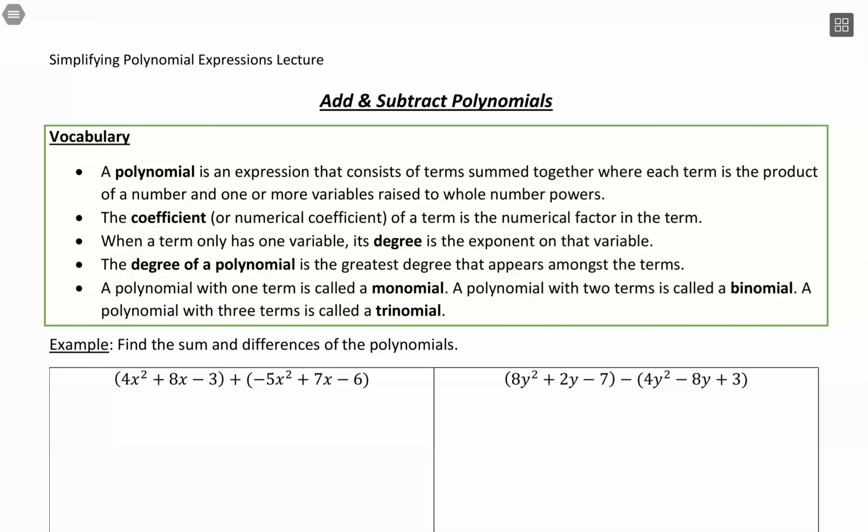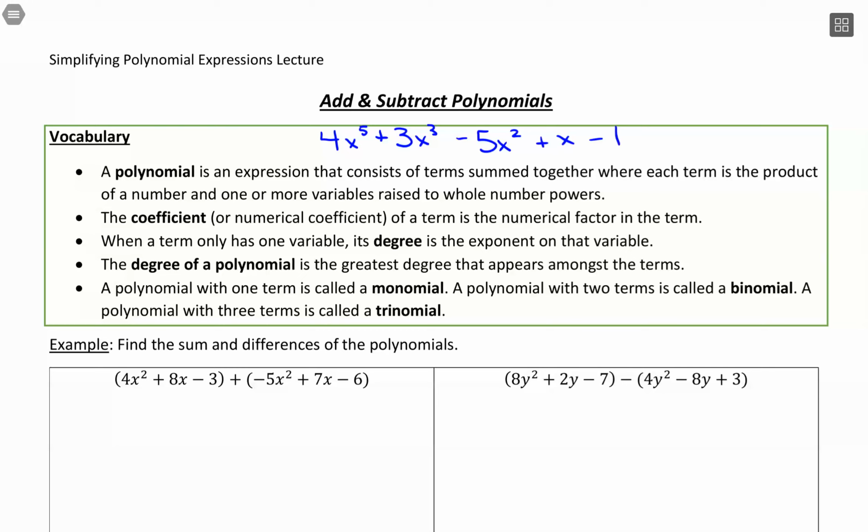So, to start off with just some vocabulary, let me go ahead and write down a polynomial for us. How about something like this? 4x to the 5th plus 3x cubed minus 5x squared plus x minus 1. Something like that. So that right there is a polynomial.